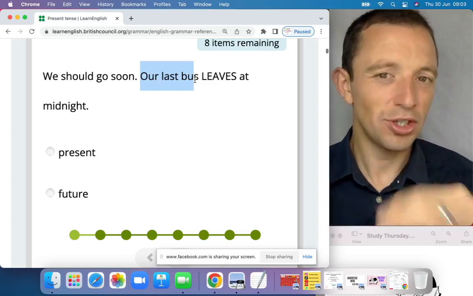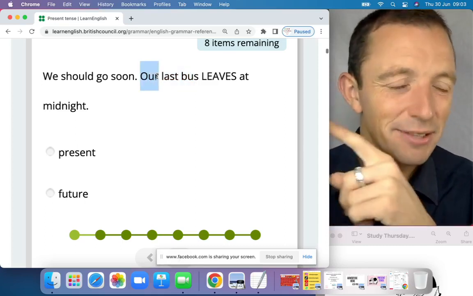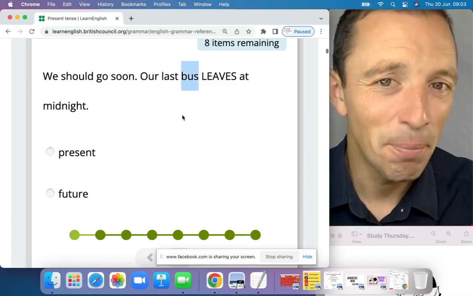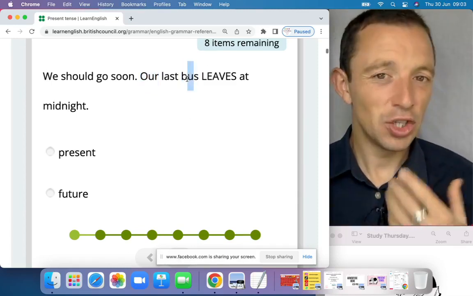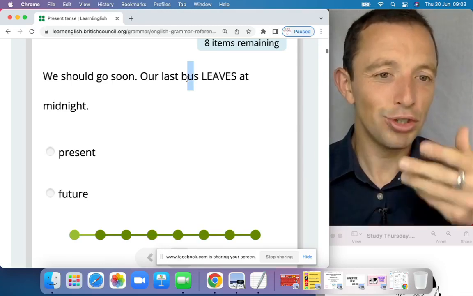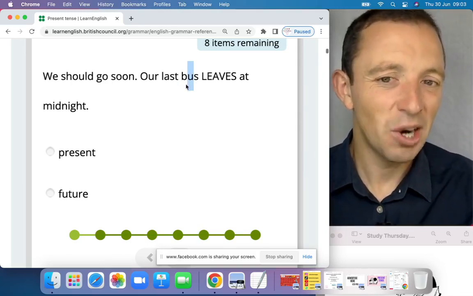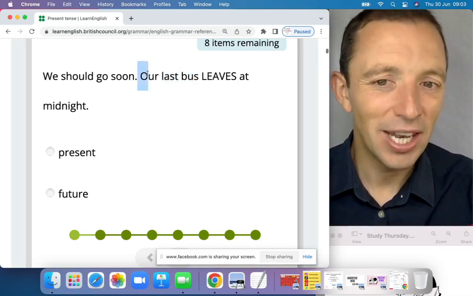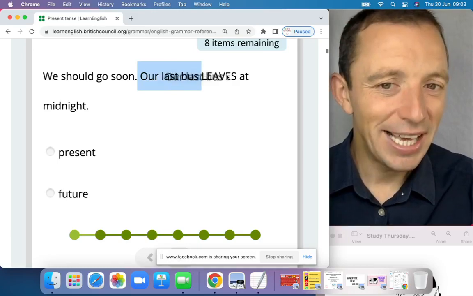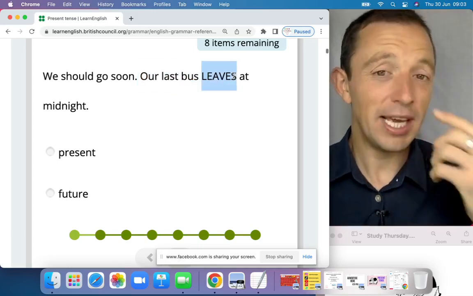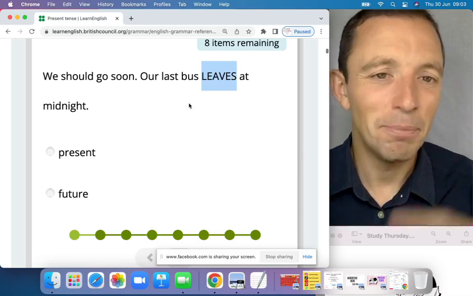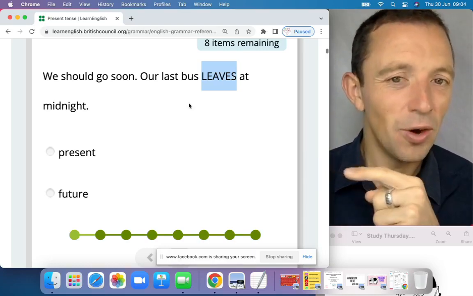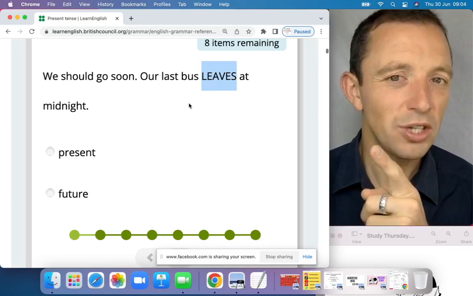Our bus, so this is the possessive adjective, our. The bus is the noun. The pronunciation is important because in Ireland, sometimes the pronunciation is bus, but more phonetically correct would be bus. So last is the adjective, our last bus. Leaves, the verb to leave, similar to depart, at midnight. This verb leave, are we speaking about the present or we're speaking about the future? What do you think?